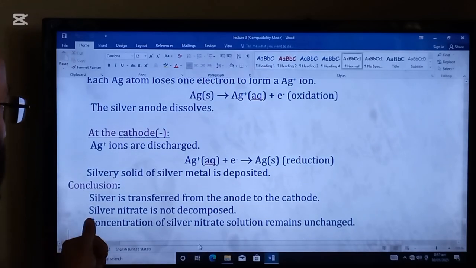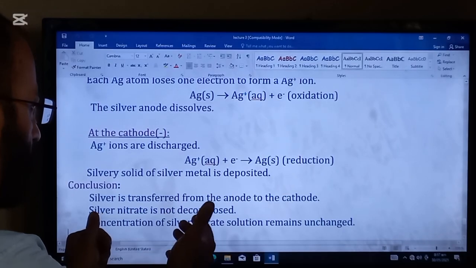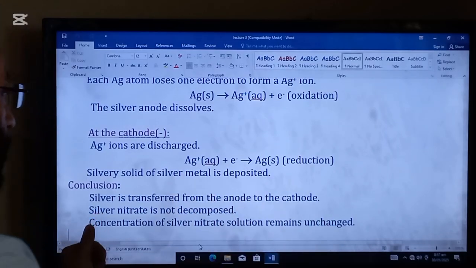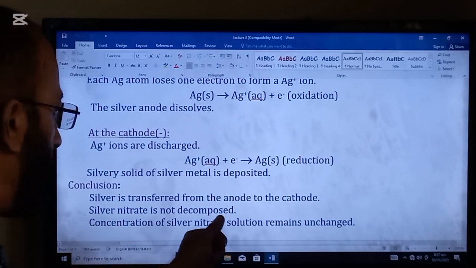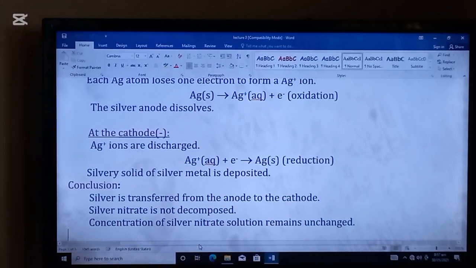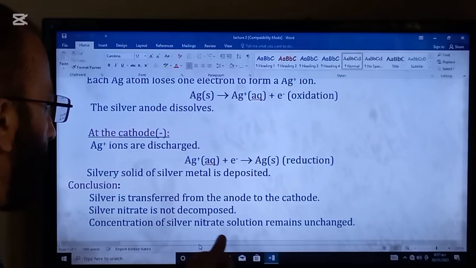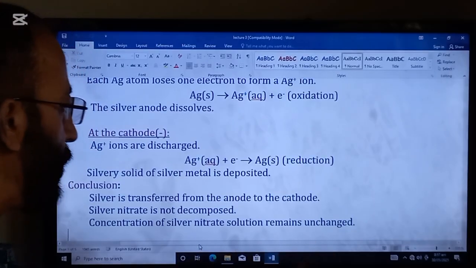Conclusion: silver is transferred from the anode to cathode. Silver nitrate is not decomposed. The concentration of the silver nitrate solution remains unchanged.